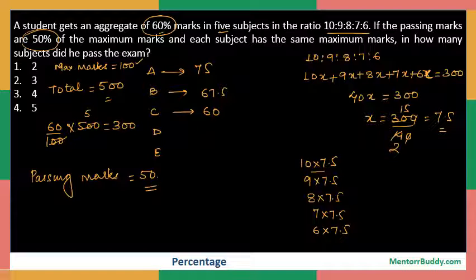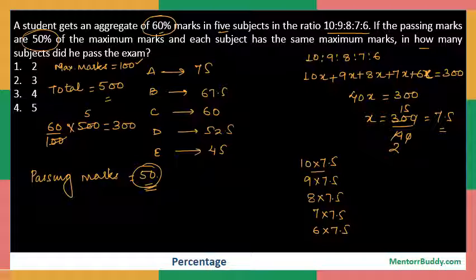So similarly, his marks in subject D is 52.5, and his marks in the last subject, which is subject E, is 45. So as we can see, passing marks were 50 in each subject. And the question is, in how many subjects did he pass the exam?